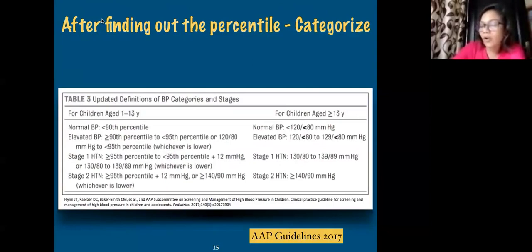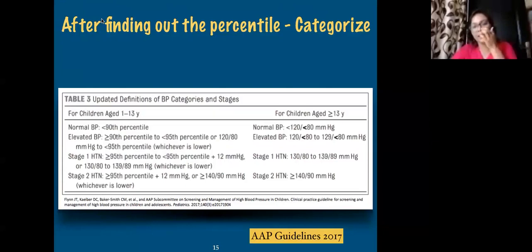And for children more than 13 years of age, they have given the cutoffs as such, which is pretty similar to the adult values: normal, elevated BP, stage 1 hypertension, stage 2 hypertension. So stage 1 is 130 by 80 to 139 by 89. Stage 2 is more than 140 by 90.